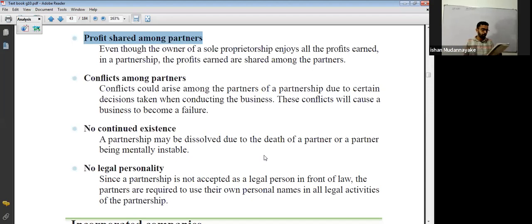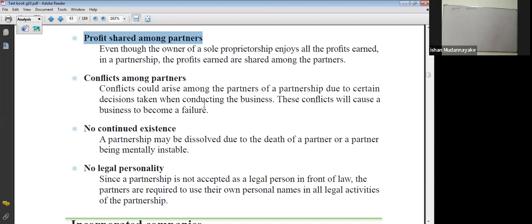And then no legal personality, another disadvantage. There is no legal recognition for the name of the partnership business. It means the name of the partnership is not considered a legal person in front of the law. Okay, fine. So these are the things we discussed last day.